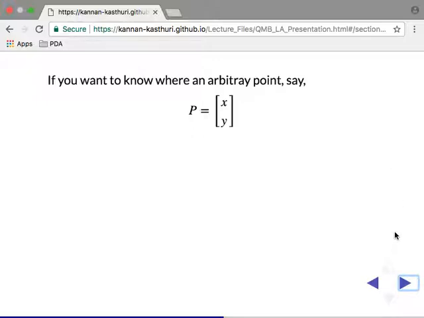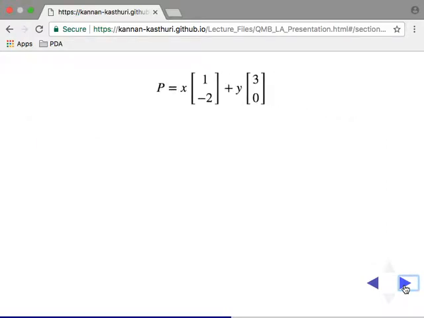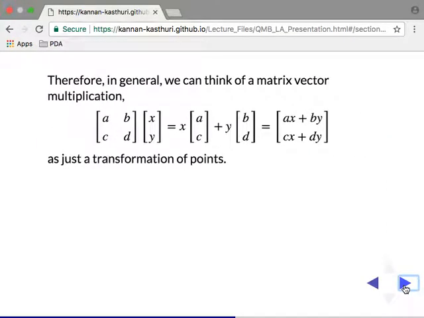So if you want to know where an arbitrary point P lands, you just multiply by where i lands and where j lands. So you will get it. A matrix-vector multiplication is nothing but a transformation of points. Okay, from a geometric point of view, you're just transforming those points.